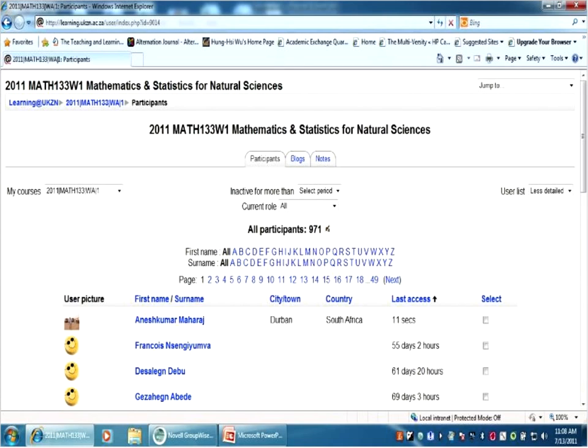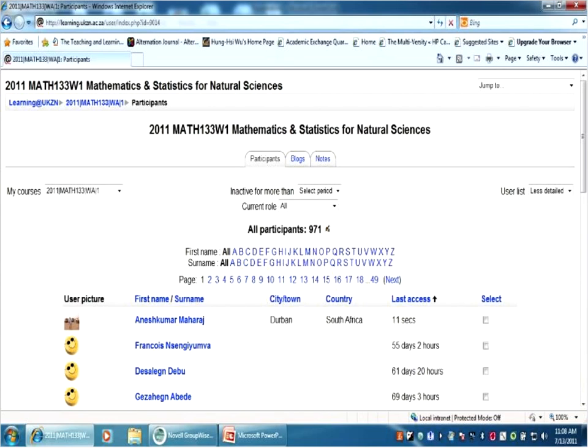Okay, if one clicks on participants, which was higher up on the left-hand side, then one would view something like this. This gives us an idea of, well, at this particular time, all participants were 971. It gives you an idea of the activities of each participant. For example, if you look at under Anesh Kumar Maharaj, the last access was for 11 seconds. You look at the next name, the last access was for 55 days, 2 hours.